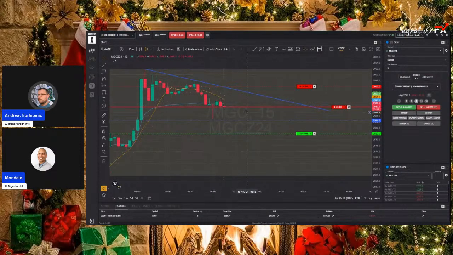So we're hovering around our entry price. Yeah, the trade is taking its time, right? It's a lot slower on the M50. But yeah, we'll see. We're going to watch this one play out, see how it goes.